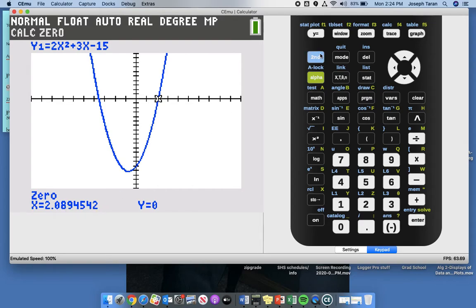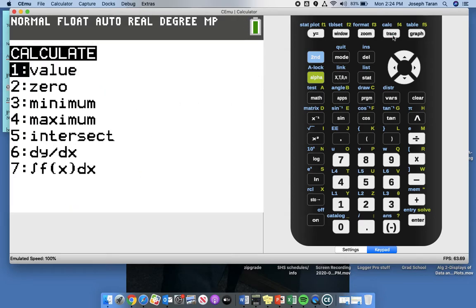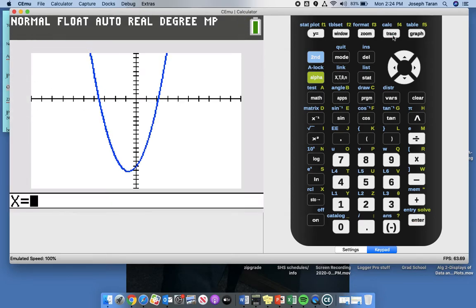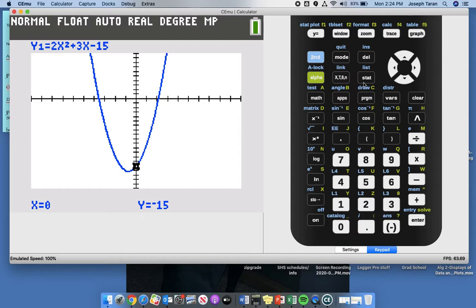For your y-intercept, it's actually super easy. All you have to do is hit second, trace, value, which is the first option, and enter 0 for x. And there's your y-intercept at negative 15, because all along the y-axis, x has a value of 0.